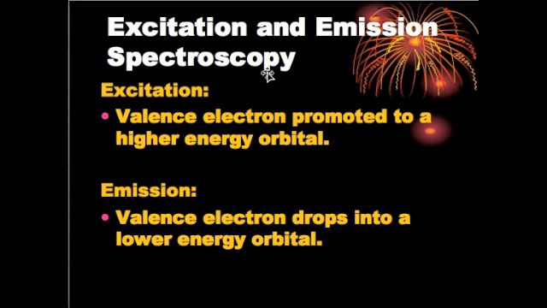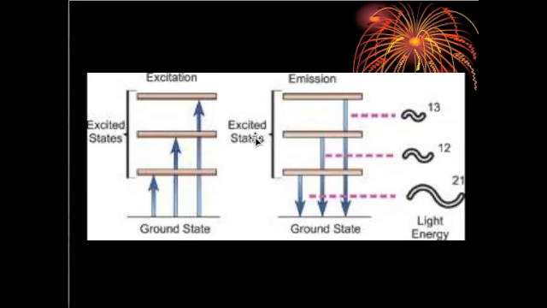There are two different types. Excitation basically describes a valence electron promoted to a higher energy orbital. And emission spectroscopy describes valence electrons dropping into a lower energy orbital. We know this because electrons usually go higher and lower depending on how excited they are in terms of heat. Electrons can be heated up and suddenly get excited, meaning they can go up to a higher energy level. We can see that in this diagram.